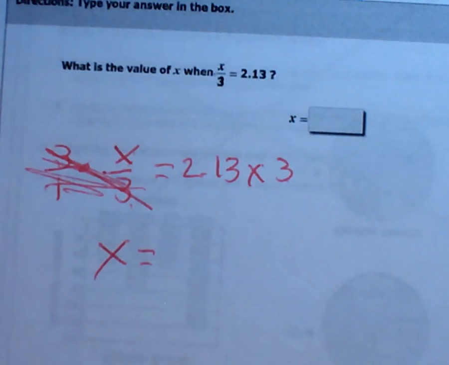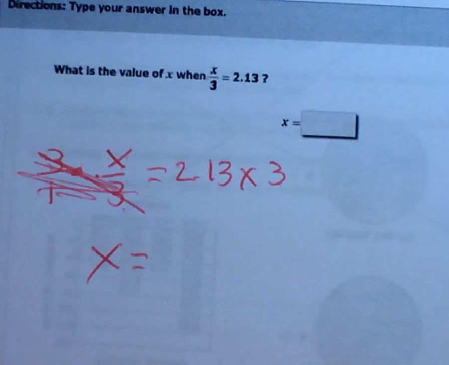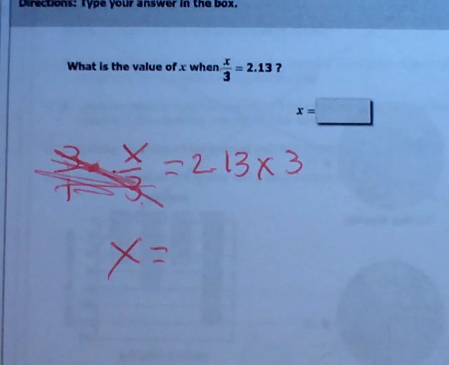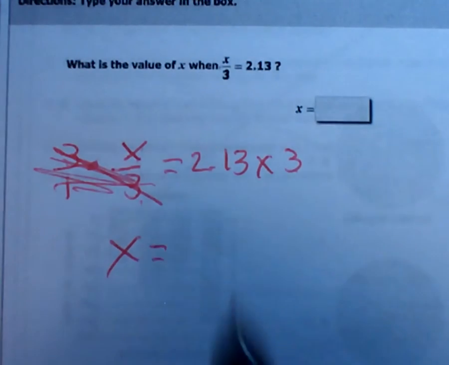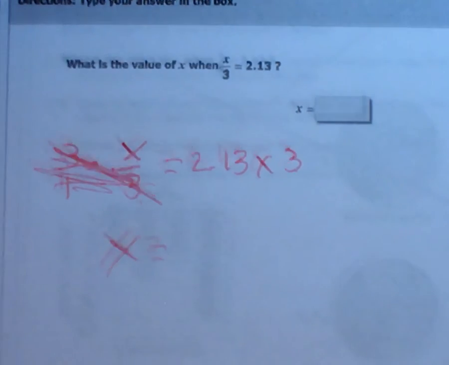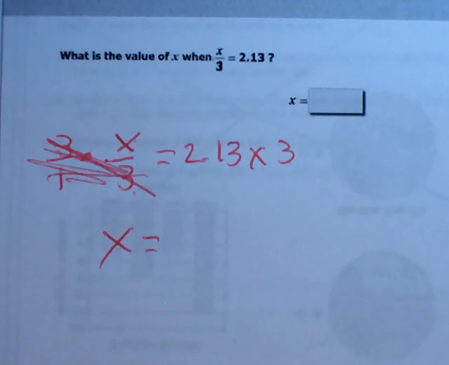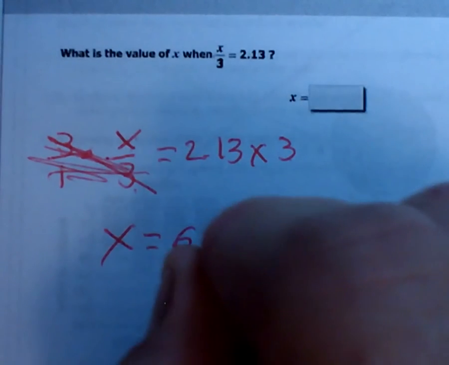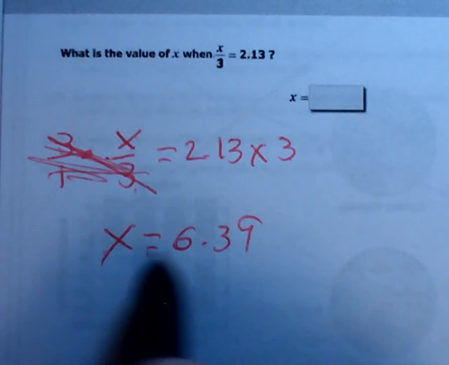All right, there's no reason to go through all that. If you're doing the opposite, just know that it leaves it by itself, and that's what we're trying to do. You only have to do it one time. It's single-step equations. Heads up, please. All right, 2.13 times 3. Type that in a calculator. $6.39. So x equals 6.39.